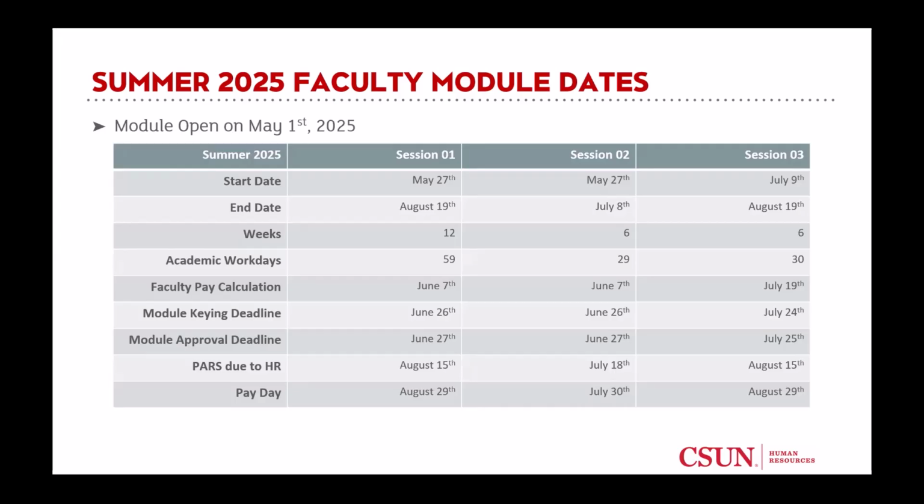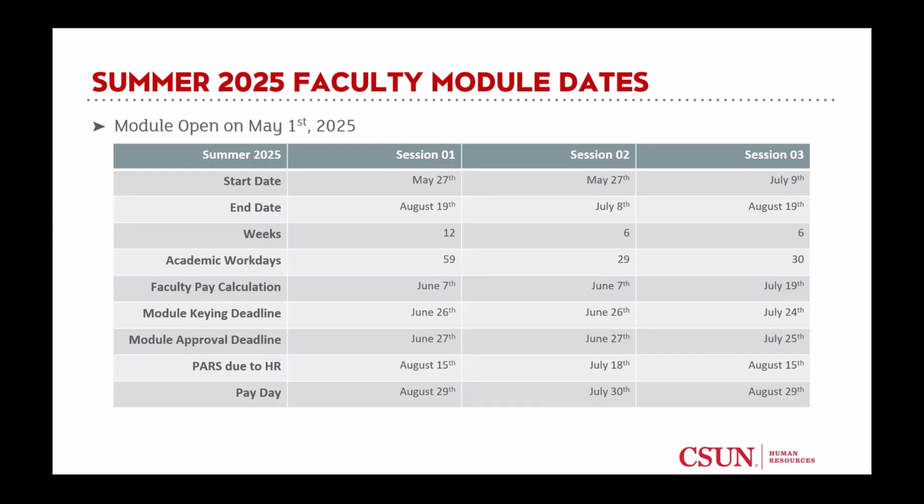I also outlined the faculty pay calculation date. I also refer to it as the census date. Once census kicks in, you'll know if any of your faculty members have a low enrolled course. For a low enrolled course, that's when you'll be able to create the PARs and send them over to HR.